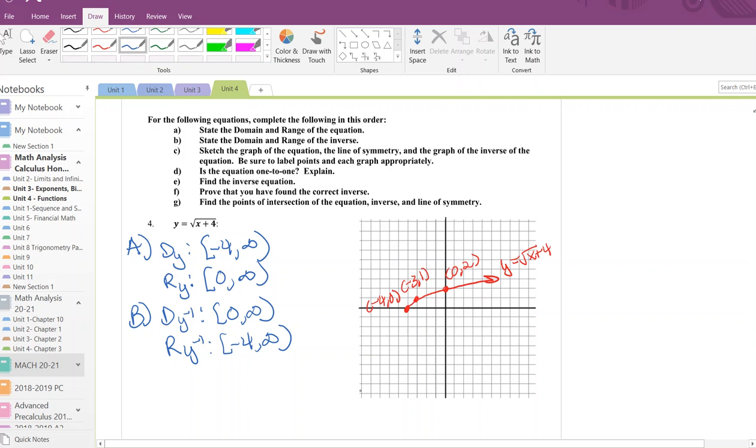The line of symmetry is y equals x. So it's just a diagonal line going through the origin, like that. And then the inverse, remember, I don't even need to know the equation. I can just flip the x's and y's, so it'd be (0, -4), (1, -3), and (2, 0).